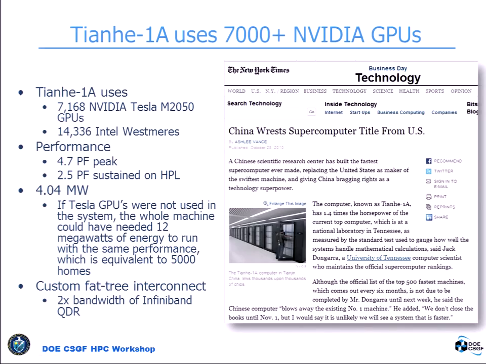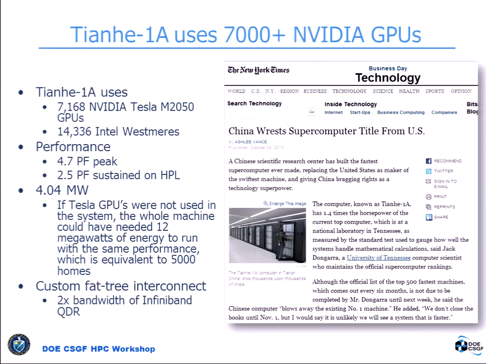So just to dive down on this a little bit, if you remember back when the Chinese built several GPU-based systems, this one was the most recent. It used about 7,000 Tesla M2050 cards, and those were used in conjunction with 15,000 Westmeres to create a 4.7 petaflop peak system. So that's not in and of itself a major feat.